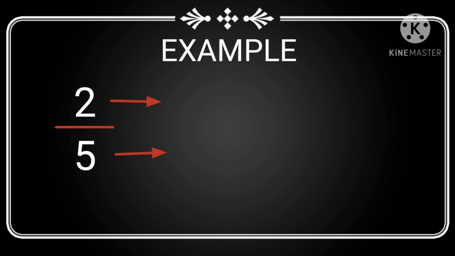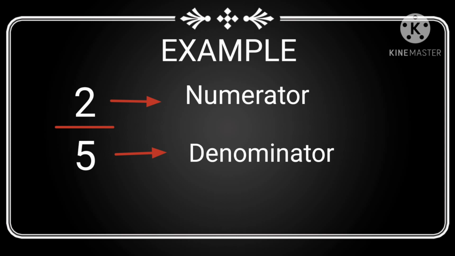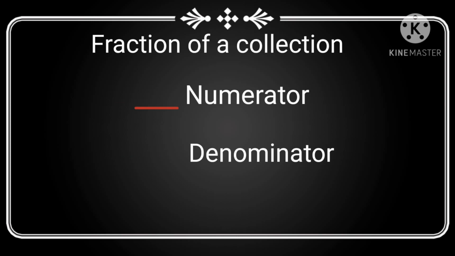Example, let us consider the fraction 2 by 5. The upper part 2 is called the numerator and the number in the lower part 5 is called the denominator.